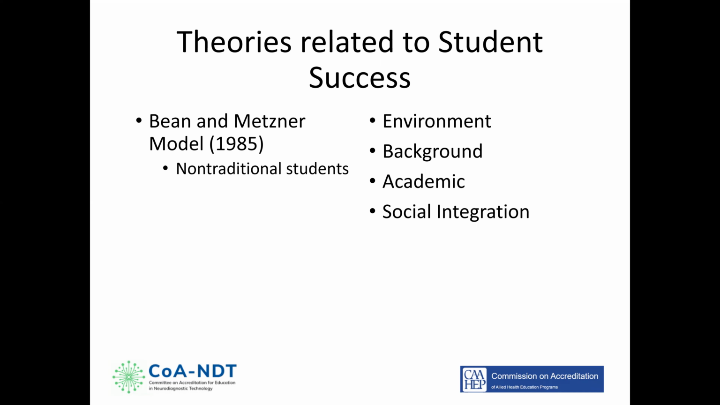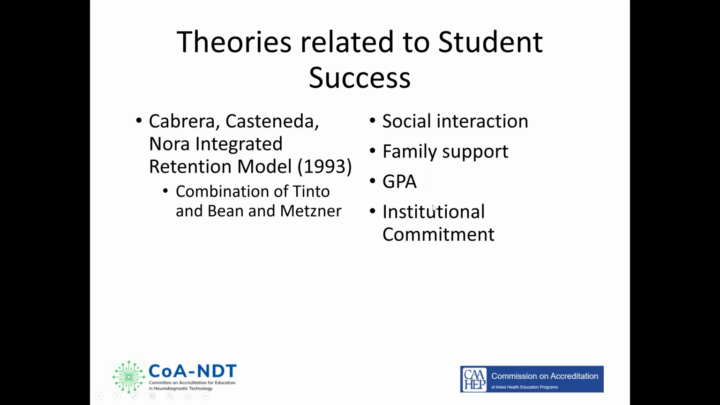And so that's when you have faculty who really do a good job of building on the theories in social integration. And then the final one I'm going to talk about is Cabrera, Castaneda, and Nora. They really looked at Tinto and Bean and Metzner and said, let's pull the most important things out of the two of them. And for them, social integration was the absolute most important thing in student success. The second most important thing was family support.